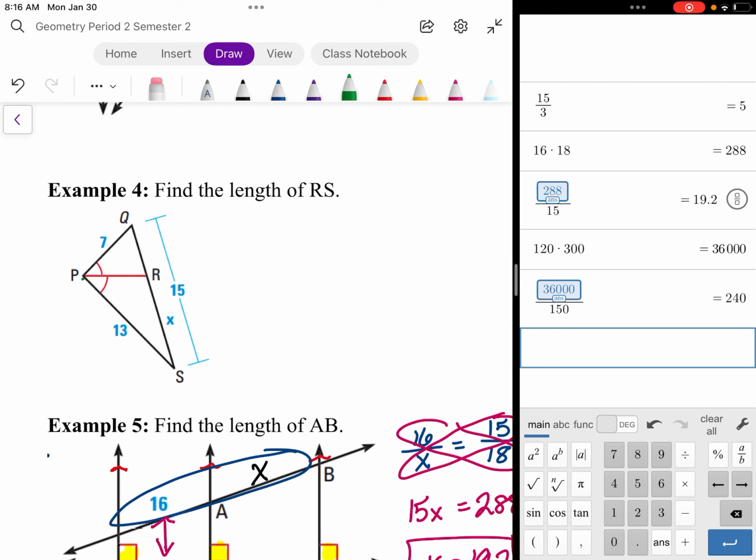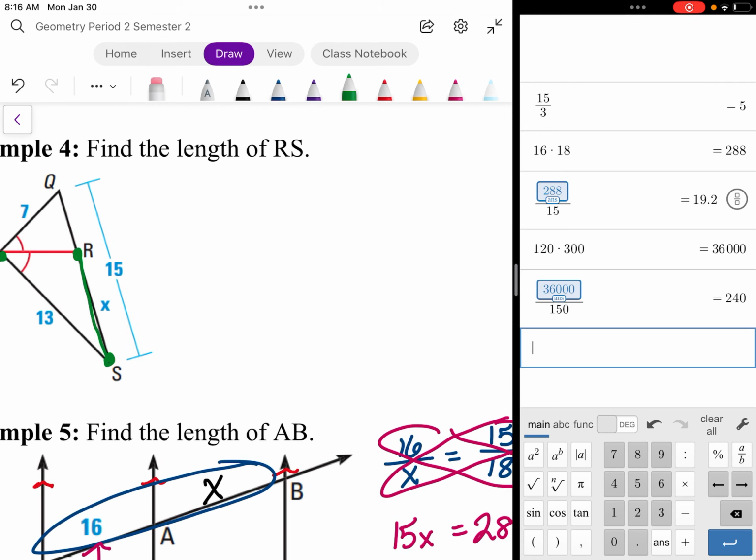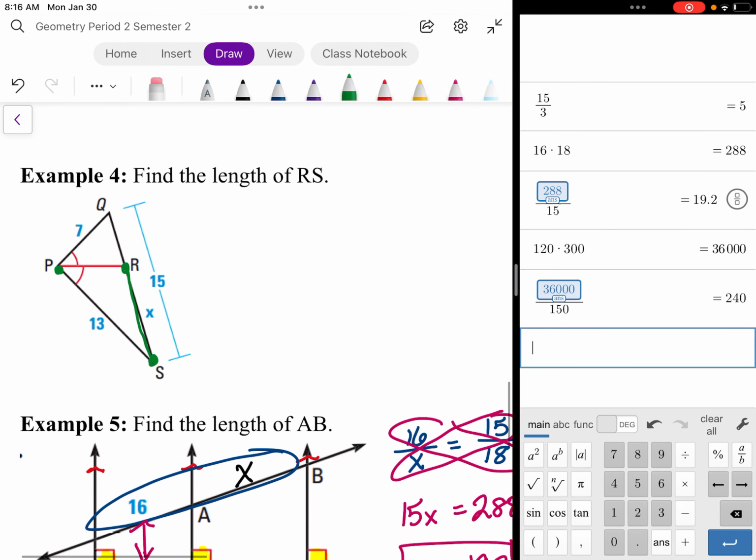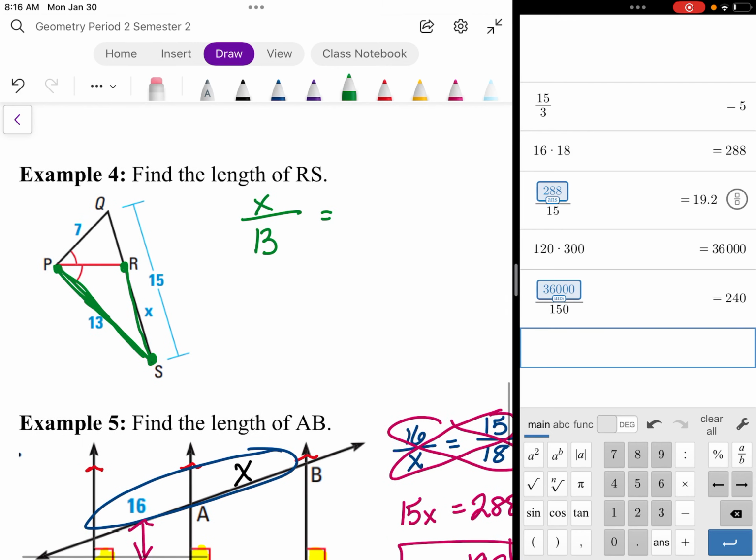So what that looks like in a problem, let's look at example 4. So on the right side, we know the length of the intersected part is x, so that's going to go on top. Then on the bottom is going to be the length of the connected part that's on the same side of the triangle, so 13.